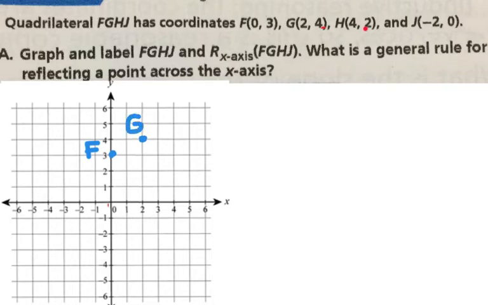It tells me H is at 4, 2. So I'm going to go right 4, up 2. That puts me here. This is my point H. And it tells me J is at negative 2, 0. So I'm going to go to negative 2. 0 means I stay here. So here's my point, negative 2, 0. And that is labeled J. And now I just connect them to form my quadrilateral. Right, so quadrilateral means it's got 4 sides. And right there's my shape with 4 sides.